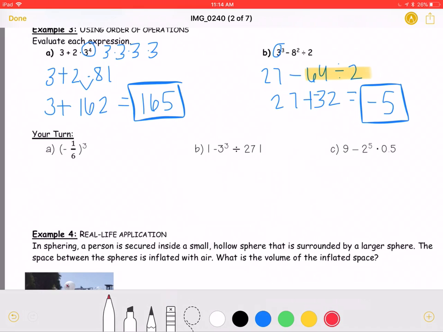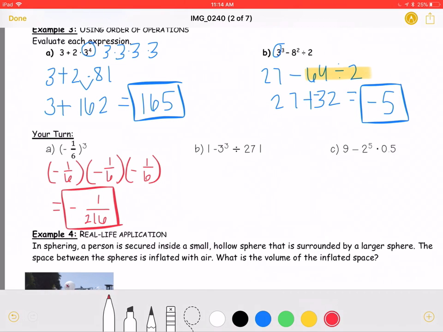All right, welcome back. Part A, we should have multiplied a negative 1/6 together 3 times. We're including that negative. So if we multiply all our numerators together, 1 times 1 times 1 just gives us 1. Negative times a negative gives us a positive. Positive times a negative should give us a negative answer. And now multiply your denominators together. 6 times 6 is 36. 36 times 6 gives us 216. Fix that if you need to. Give yourself a nice check or star if you got that correct.